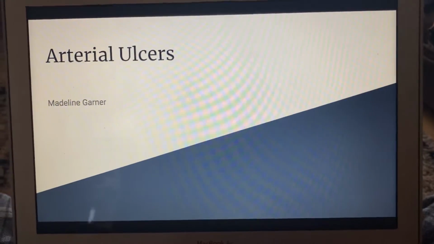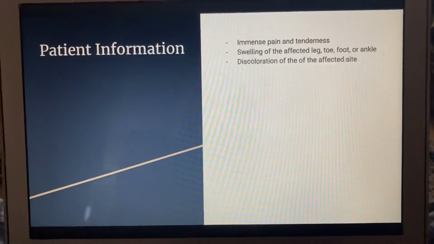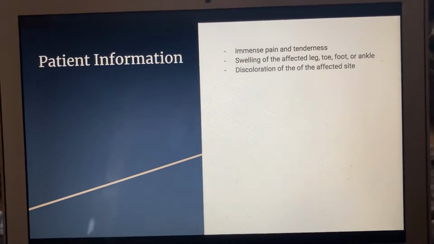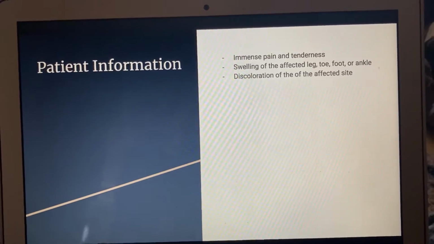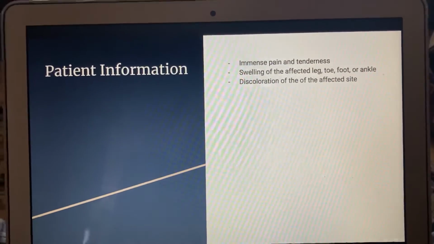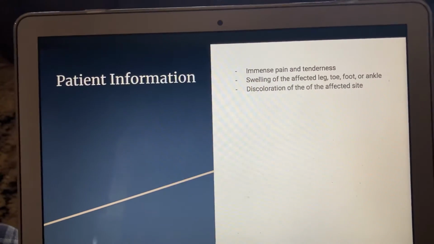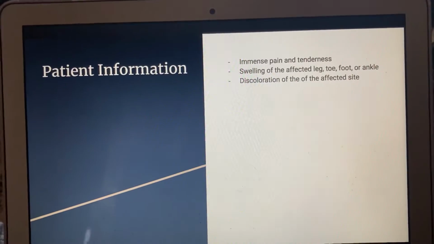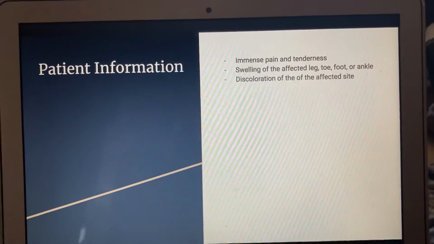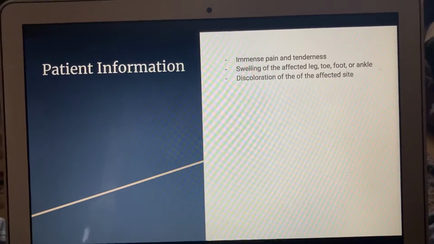This case study is on arterial ulcers. I don't have access to the vascular lab at my clinical site yet. That probably won't be until the fall, but I did research some common signs and symptoms of patients who have arterial ulcers when they come in, and that consists of immense pain and tenderness, swelling of the affected leg, toe, foot, or ankle area.